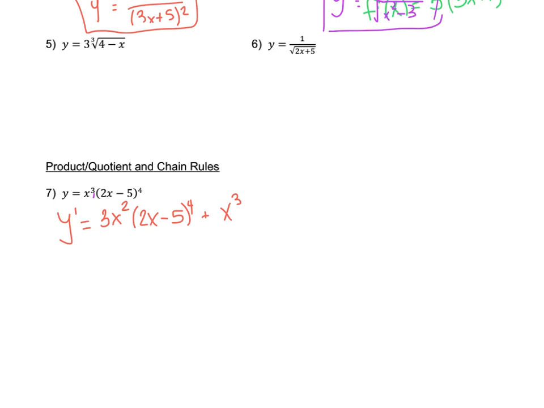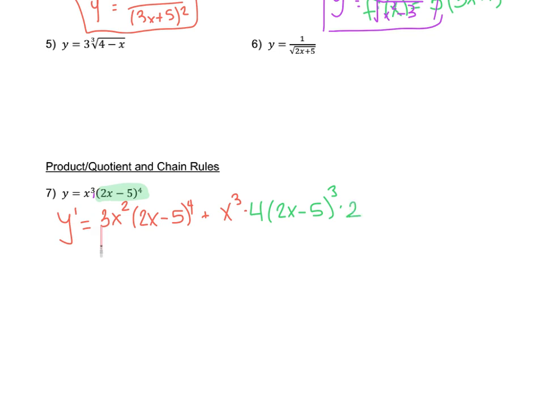And here I'm going to apply the chain rule. So the derivative of the second function, which is just this. I'm applying the chain rule to that, so I'll stick with the color green here. First I would bring down the 4. Then I would leave the 2x minus 5. That inside function stays the same. Then multiply it by the derivative of 2x minus 5, which is just 2.